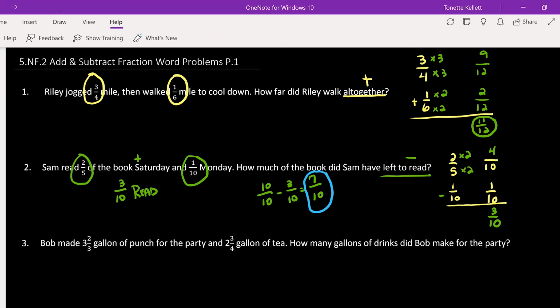Bob made 3 2/3 gallons of punch for the party, and 2 3/4 gallons of tea. How many gallons of drinks did Bob make for the party? This is an add one. So we're going to write our fractions vertically, 3 2/3 and 2 3/4.